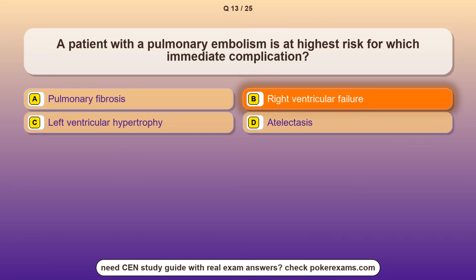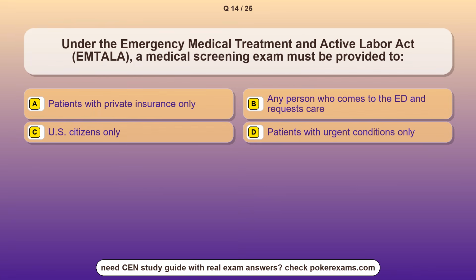The correct answer is option B, right ventricular failure. Question 14. Under the Emergency Medical Treatment and Active Labor Act, EMTALA, a medical screening exam must be provided to: Option A, patients with private insurance only. Option B, any person who comes to the ED and requests care. Option C, U.S. citizens only. Option D, patients with urgent conditions only.